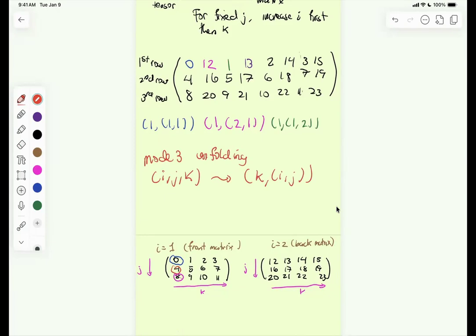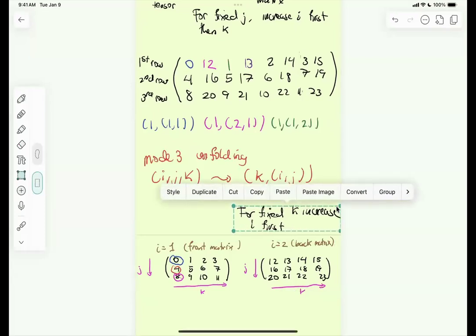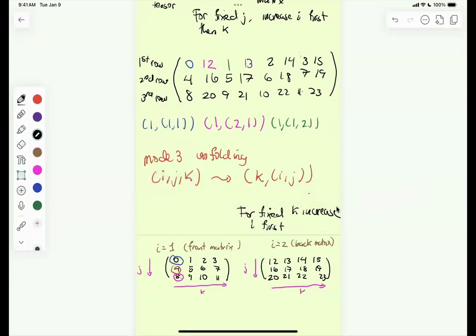So it's kind of the same: for fixed K, you increase I first. But because this one was 2 by 3 by 4, this one would become 4 times 6, right? So it would now be a 4 by 6 matrix. And now the column index becomes a row index, right?